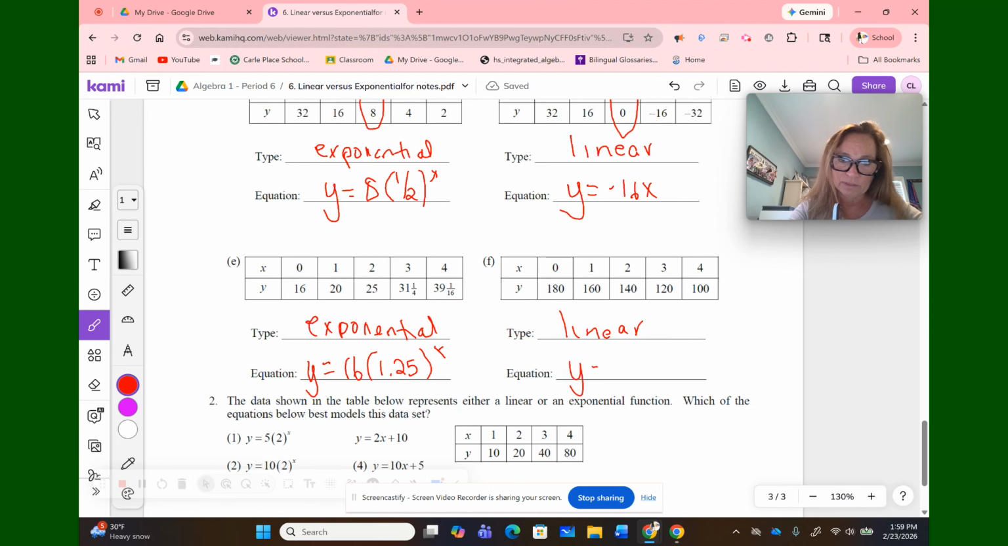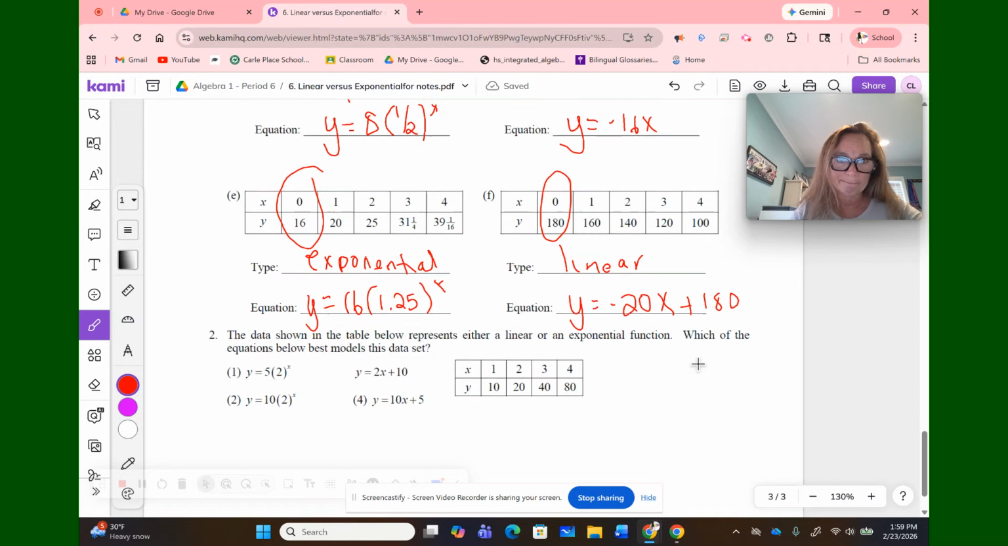All right, this is decreasing by 20 each time, so it's linear. y equals negative 20x, and that's the y-intercept, plus 180. That was the y-intercept there. You want to look for the y-intercept.